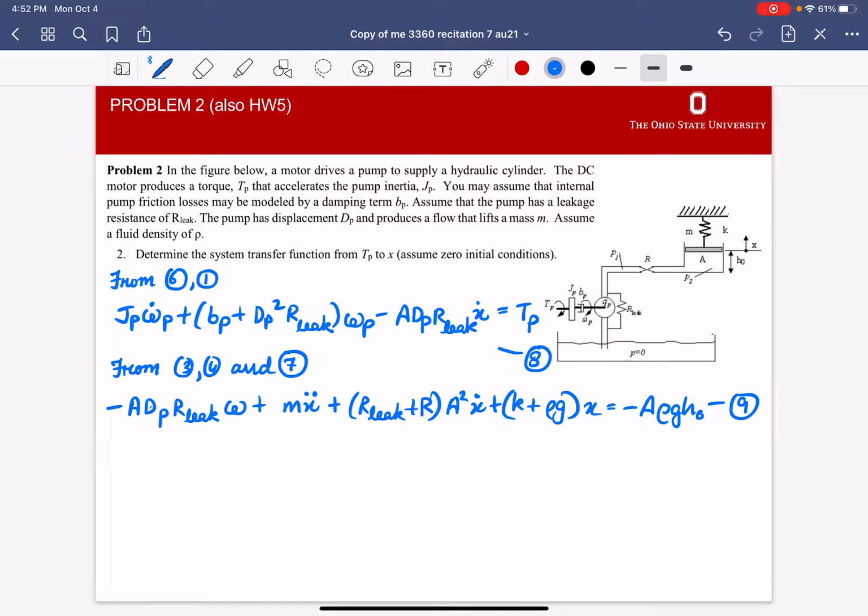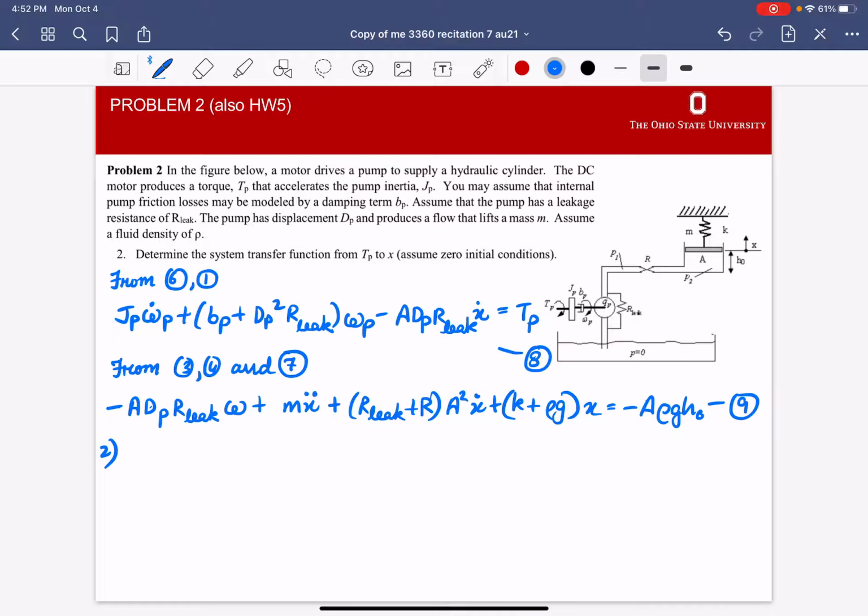As you can see, we have two equations, and the only variables that we are accounting for here are the location x and its derivatives, so the acceleration and velocity of the piston head, and then omega p, which is the angular velocity of the pump, and also its derivative, which would give the angular acceleration of the pump. So does that make sense? Any questions?